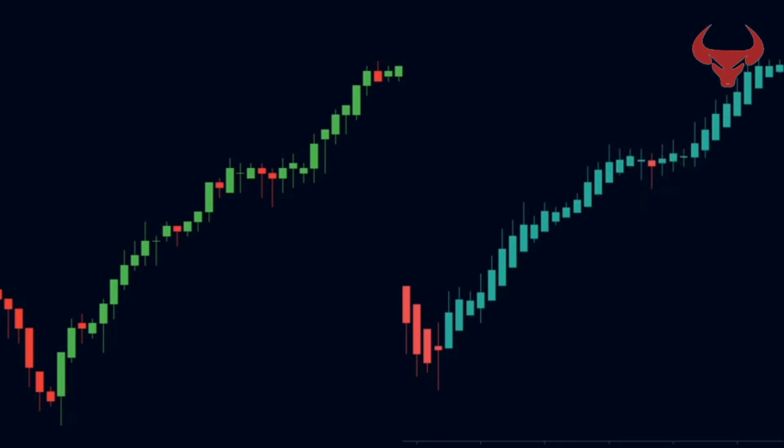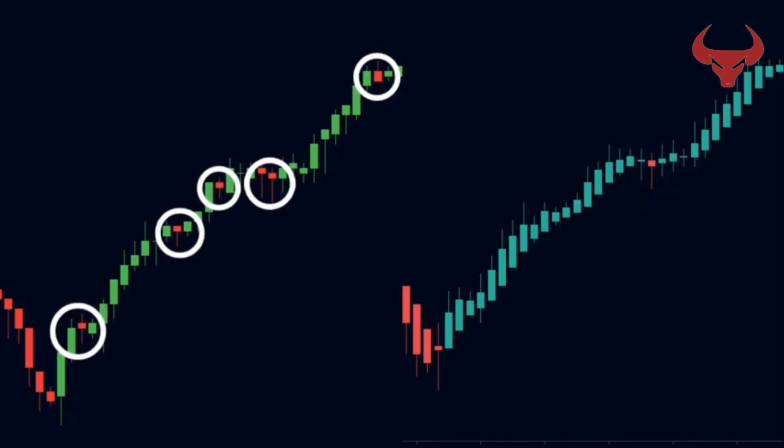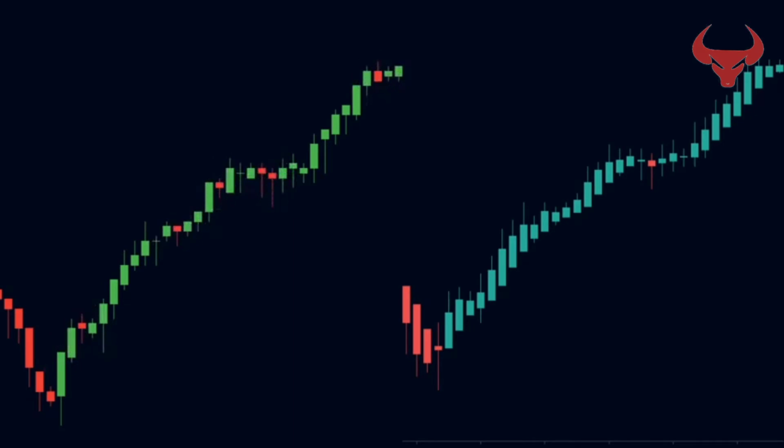The problem with using candlestick charts is that these red candles are nothing but market noise. These small red candles have virtually no impact on the chart. But when new traders are trading this chart in real time, these candles can confuse them. This is where Heikin-Ashi comes into the picture.